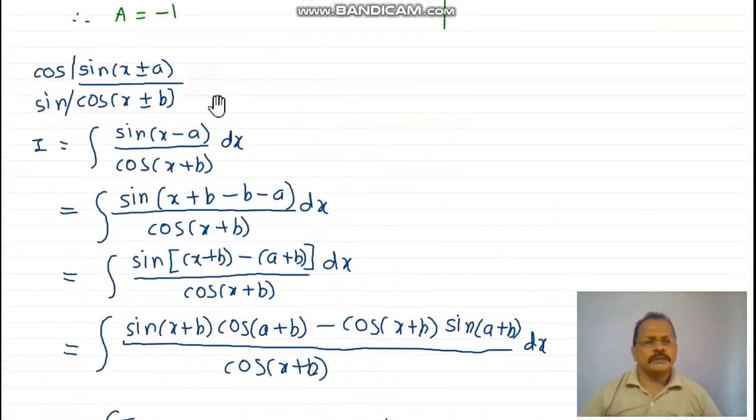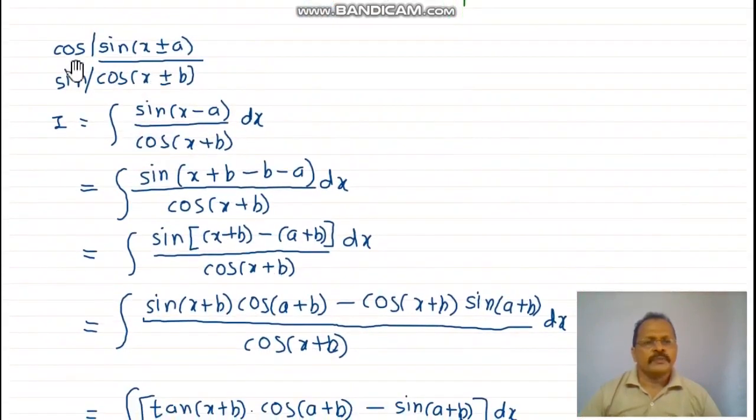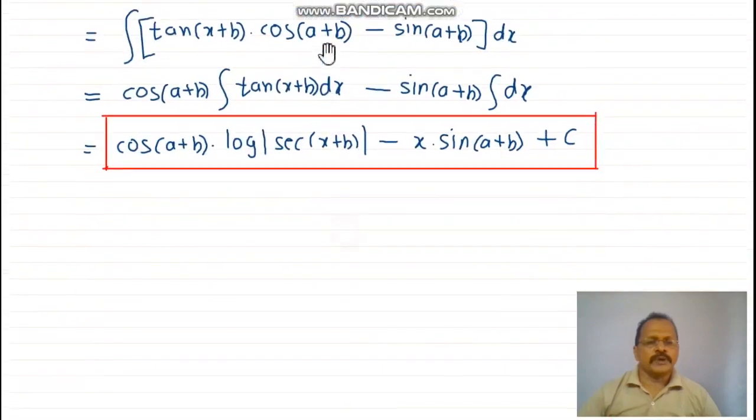Any combination of this form, sin or cos of x plus or minus a, over sin or cos of x plus or minus b, can be solved using the similar method. Exactly the similar method. Let us take one more problem where I will take sin on both numerator and denominator, with the trigonometric ratio as sin and angle x minus a or x plus b, etc. Let us solve that problem.